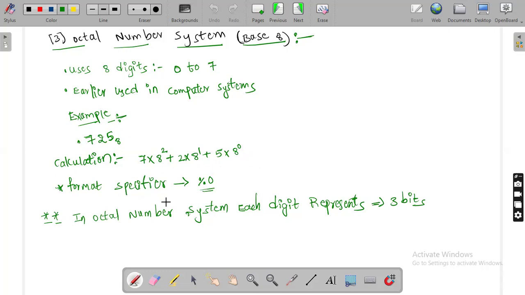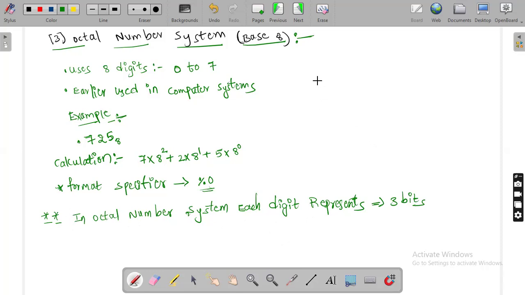And the format specifier used for octal number systems is %o. And a very important point: in the octal number system, each digit represents 3 bits.